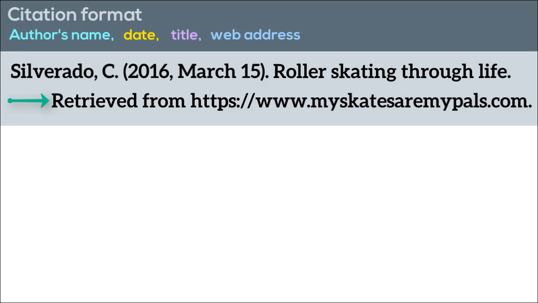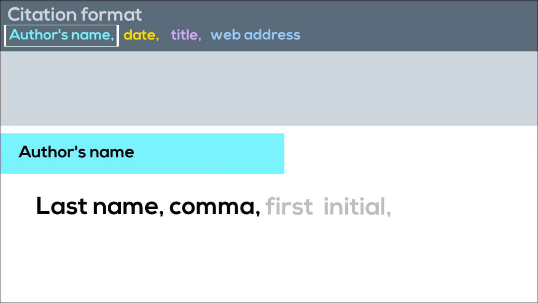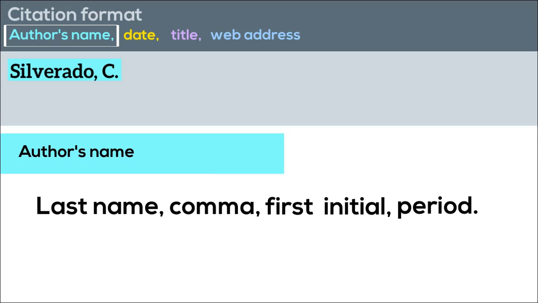You can do this by pressing Tab or by changing the indentation style, as we demonstrate in the video on formatting a reference page. Let's go through that step by step. First, write the author's name. Last name, comma, space, first initial, followed by a period and space. For example, Silverado, comma, C, period.